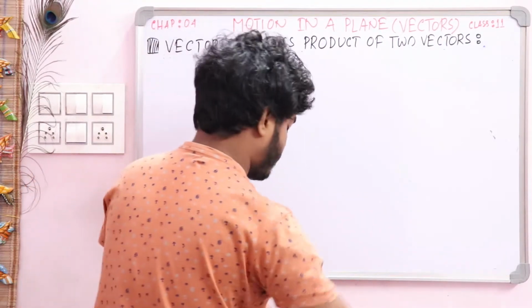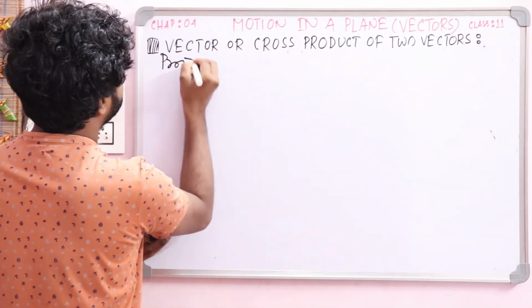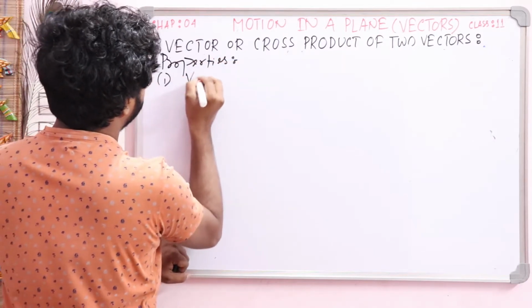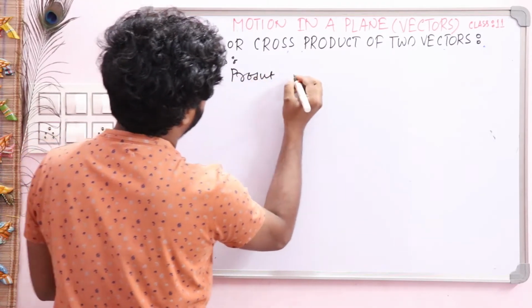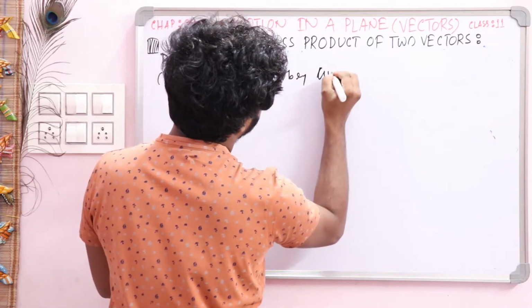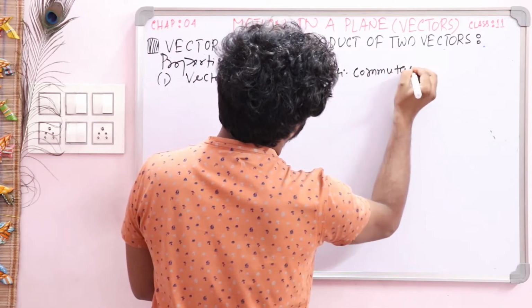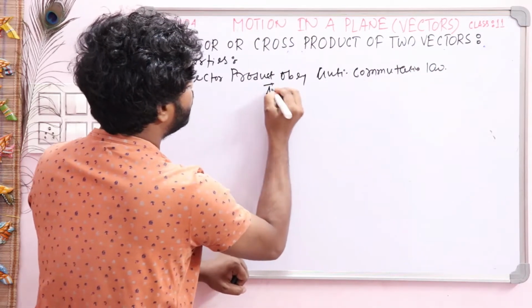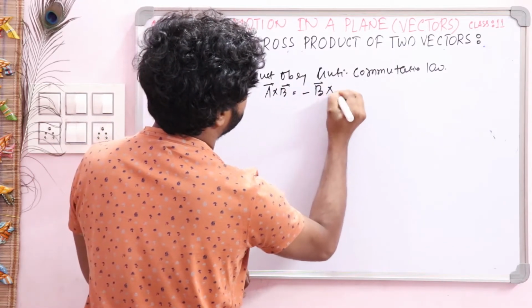So our first property: the vector product obeys the anti-commutative law. That is A cross B is equal to minus of B cross A.